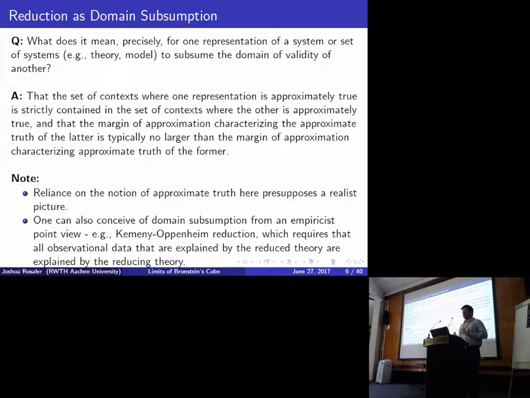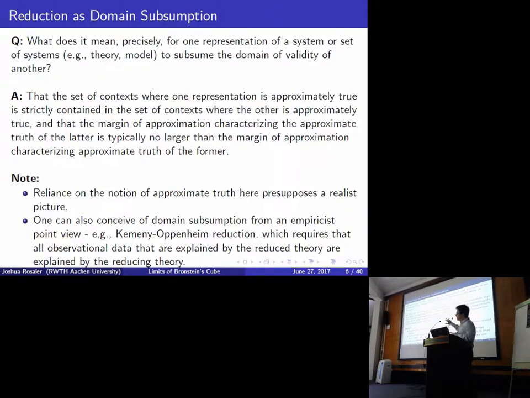So what does it mean precisely for one representation of a system or a set of systems, like a theory or a model, to subsume the domain of validity of another? The definition I take here is that the set of contexts where one representation is approximately true is strictly contained in the set of contexts where the other is approximately true, and the margin of approximation characterizing the approximate truth of the reducing theory, the more fundamental one in a sense, is typically no larger than the margin of approximation characterizing approximate truth of the reduced theory or model.